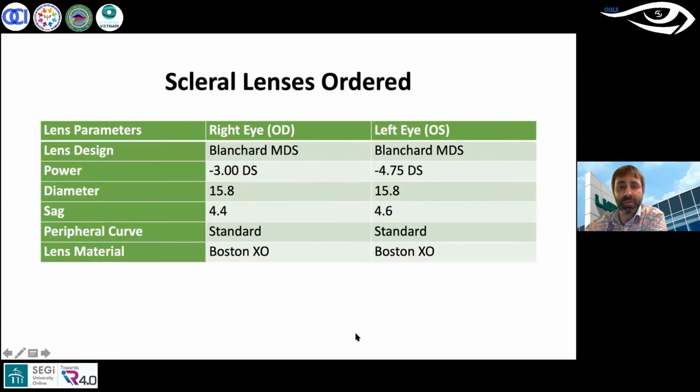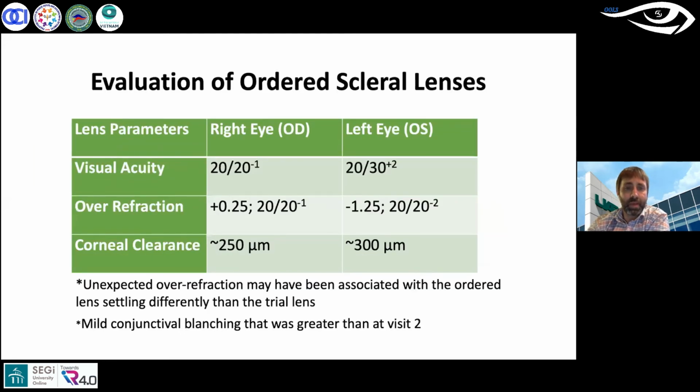The ideal these days is around 250, but I think it's good enough for a trial lens. So what we did is we ordered a lens. This is the lens we ordered. We kept the same sag, same periphery, the standard periphery, ordered it, and had the patient come in to try it on. We put it on. She could see 20/20 in the right eye and 20/30 in the left. Not ideal for the left, and that's probably because she had some over-refraction left. So she had almost no over-refraction in the right eye.